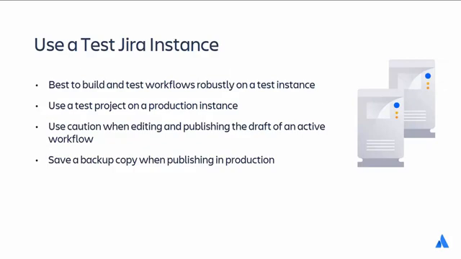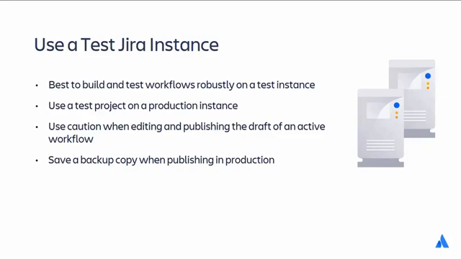It's always best to build and test workflows robustly on a test Jira environment, development or staging, instead of working in a live Jira instance. Alternatively, you can use a test project to test your workflows first in a production instance before implementing the change in an active project. If you do this, you may need to create test users and put them into project roles. Also ensure that permission scheme is appropriately set and that notifications are disabled.